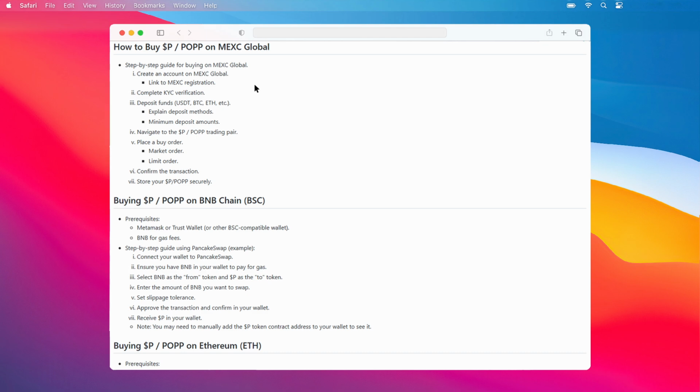If you prefer using the BNB chain, also known as BSC, you'll need a wallet like MetaMask or Trust Wallet that's compatible with BSC, as well as some BNB to cover gas fees. Using PancakeSwap as an example, connect your wallet to PancakeSwap. Ensure you have enough BNB to pay for the transaction fees.